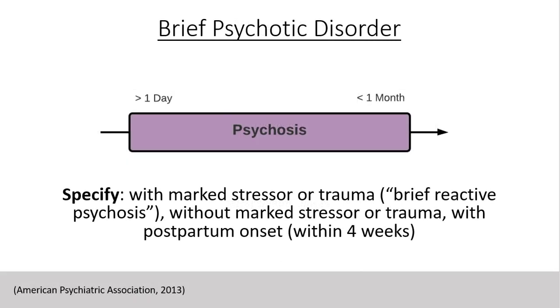Brief psychotic disorder is a condition in which the individual presents with psychosis that has a duration of greater than 1 day but less than 1 month. The individual must present with one or more symptoms in the psychosis syndrome, with at least one symptom being delusions, hallucinations, or disorganized speech. Brief psychotic disorder is specified as with marked stressor or trauma, often referred to as brief reactive psychosis, without marked stressor or trauma, or with postpartum onset, occurring within 4 weeks of delivery.